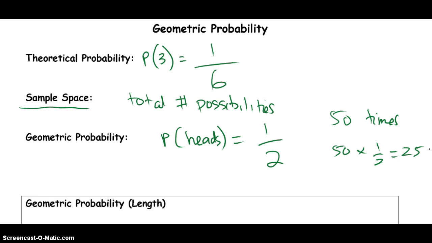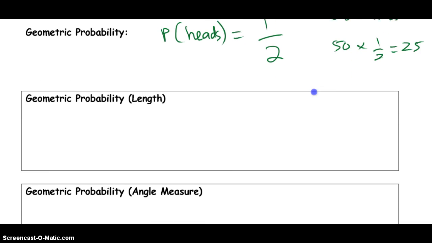Now, we call this theoretical because that's only in theory what should happen. In likelihood, you might get 23 or 26 or maybe even 30 if you're a little bit unlucky. But this is just how to get the theoretical probability.